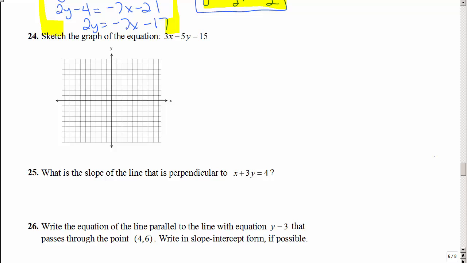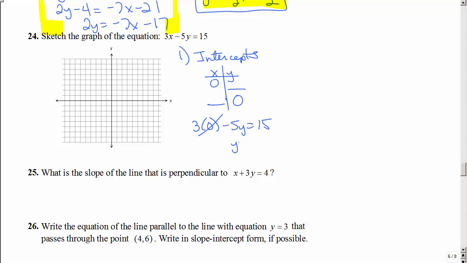So here I want to sketch the graph of this line, and I should know it's a line because I have an x and a y to the first power. You could do it a few different ways. You could find the intercepts. So this is one method, meaning you let x equal 0 and find out y, then you let y equal 0 and find out x. So that's method 1. You do not need to know all of these methods. So 3 times 0 minus 5y equals 15, y equals -3, and then you could also let y equal 0. So I have 3x minus 5 times 0 equals 15, so x is 5.